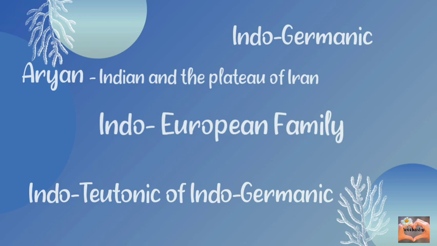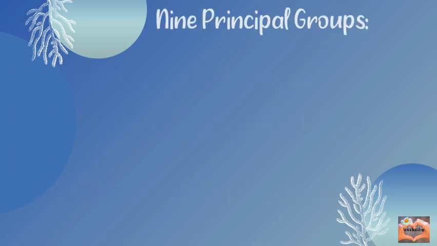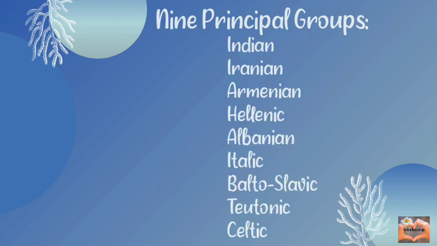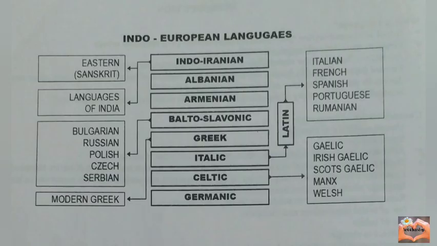The surviving languages show various degrees of similarity bearing a more or less direct relationship to their geographical distribution. They accordingly fall into 9 principal groups: Indian, Iranian, Armenian, Hellenic, Albanian, Italic, Balto-Slavic, Teutonic, and Celtic. From this figure, you will be able to know the different divisions in the Indo-European languages.